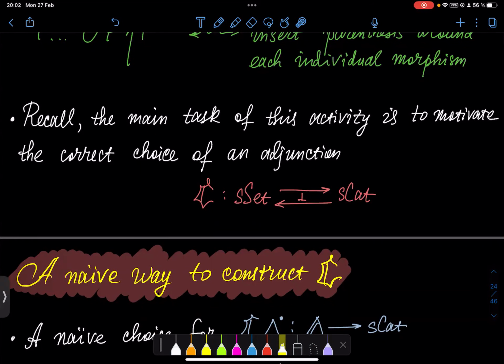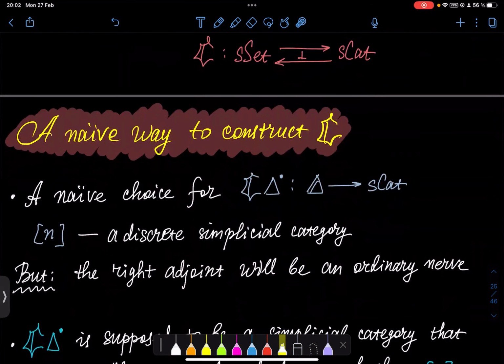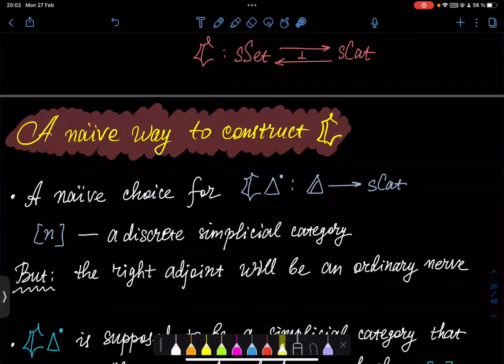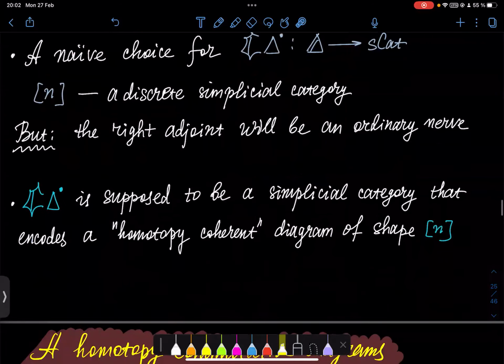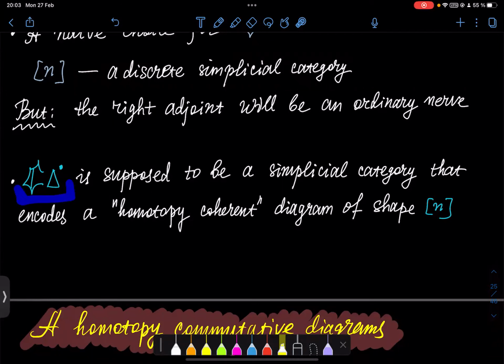So recall that the main task of this activity is to motivate the correct choice of an adjunction between simplicial sets and simplicial categories. And what is a naive way to construct the functor C? You can just take delta and map it into a discrete simplicial category n. But in this case, the right adjoint will be an ordinary nerve, and it's not the case. So we should consider so-called coherent diagram shapes. This is supposed to be a simplicial category that encodes a homotopy coherent diagram of shape n.